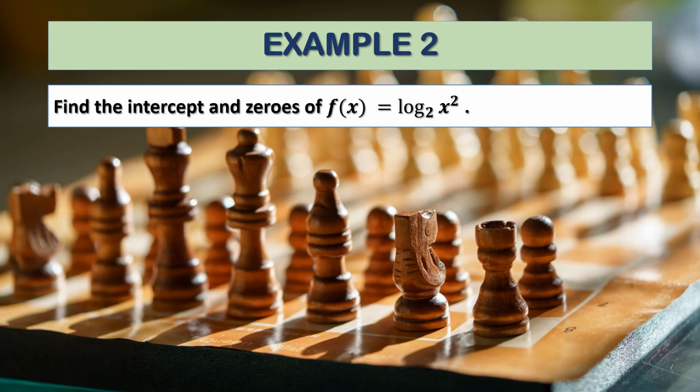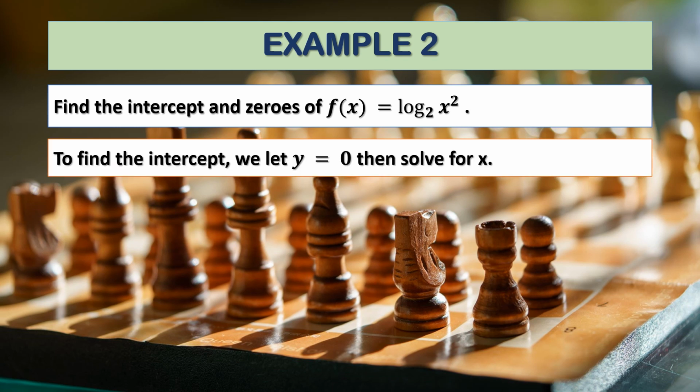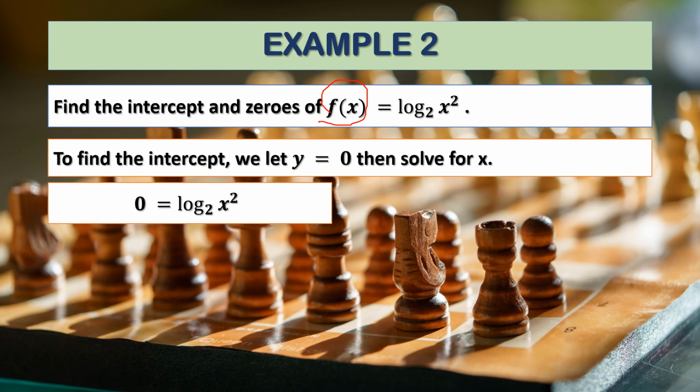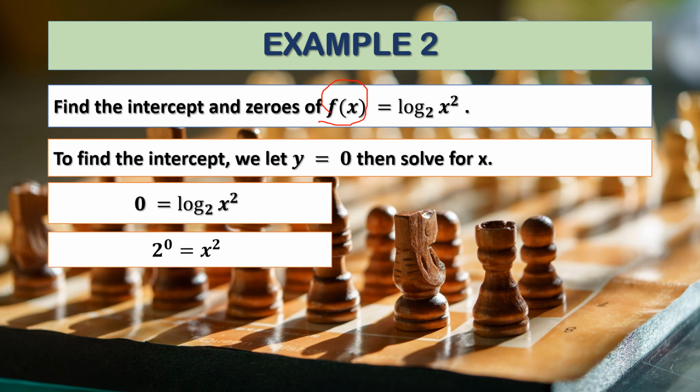Example 2. Find the intercept and zeros of the function f of x is equal to log of x squared with base 2. So to find the intercept, we let y equal to 0. So we let this equal to 0, then solve for x. So we have 0 is equal to the log of x squared with base 2. Since our base is 2, we are going to write this with 2 raised to 0 is equal to x squared.